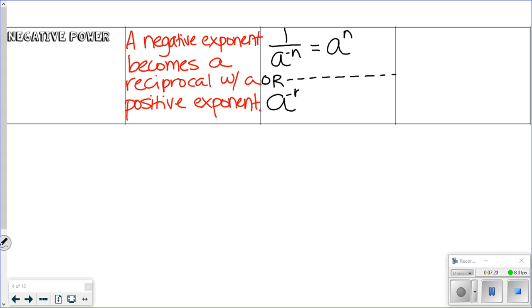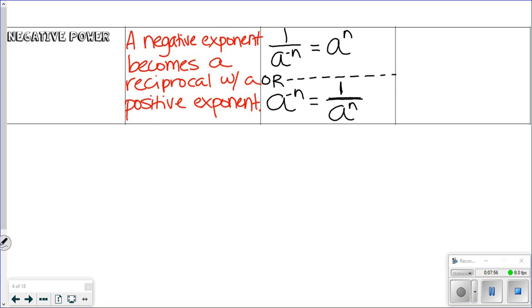Or if I start with a negative exponent, then I need to flip it, move it to the bottom of your fraction, and make it a positive. So negative exponents are not allowed. We cannot have negatives. So we have to move them and make them positive. So if it's in the numerator, we move it to the denominator and make it positive. If it's negative in the denominator, we move it to the numerator and we make it positive.